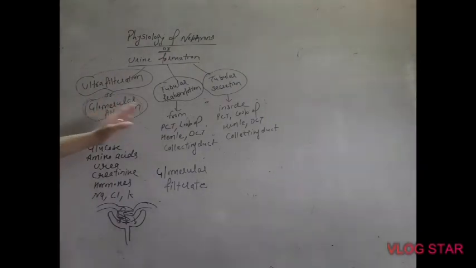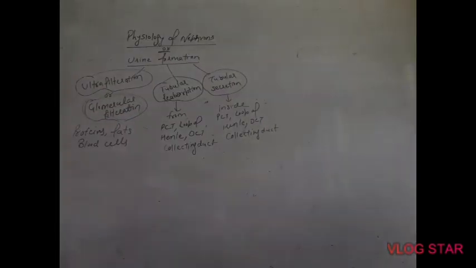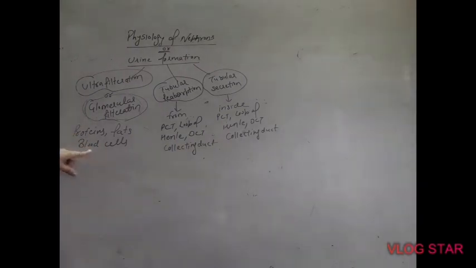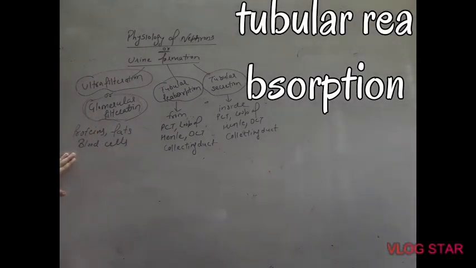Now let us move on to our next step, that is tubular reabsorption. Before moving on to this, a few things that you have to keep in mind: proteins, fats and blood cells are never part of glomerular filtrate. These substances being bigger in size, they cannot pass from the glomerulus into the Bowman's capsule. So these substances are not a part of glomerular filtrate. What substances? Protein, fats and all the blood cells. They are never filtered out.